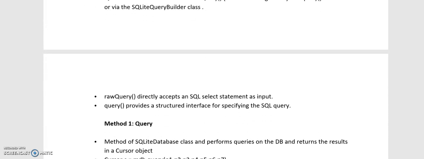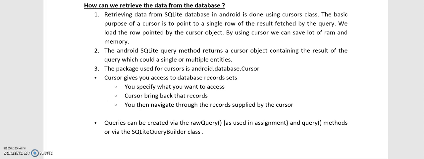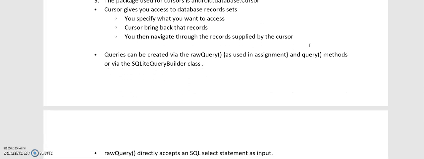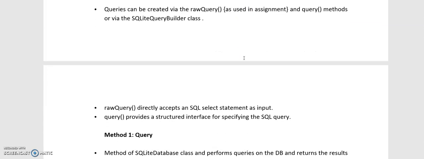So basically, when we look at this point, you can see that you are going to use a thing called the cursor class, and I will explain how this cursor class will work, and we'll move further into it. The queries can be created using two methods. One is a raw query, and the other is a query method, as we have already seen in the earlier topics. This raw query will be explained in one of the assignments that will be coming up in the next video, and we have the regular query method also.